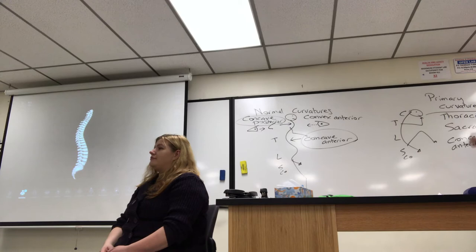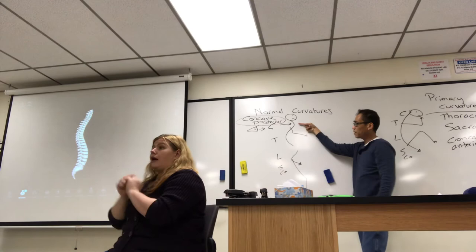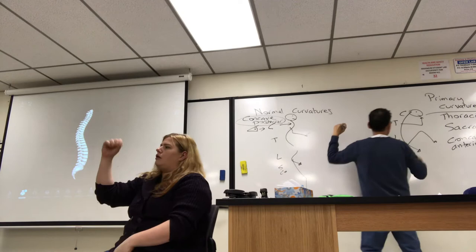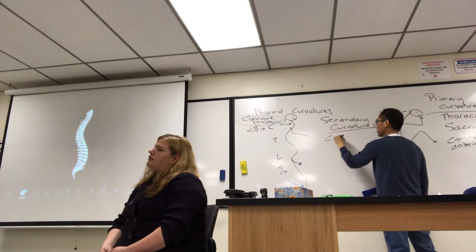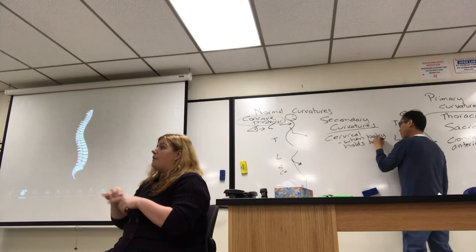And then as you grow up, how do these other curvatures form? This curvature in the neck forms when a baby starts to hold its head up, okay? And you call these the secondary curvatures because they form later in life. Secondary curvatures of the cervical region, and baby holds head up.